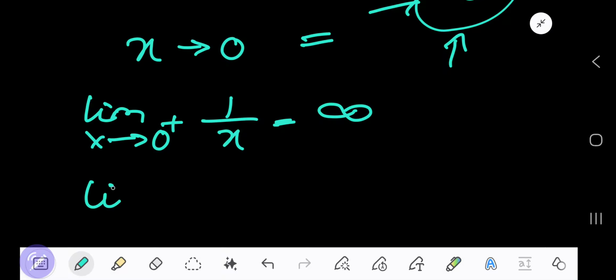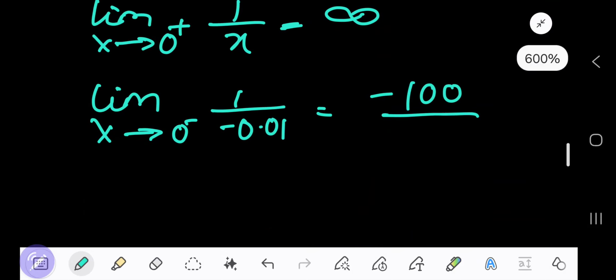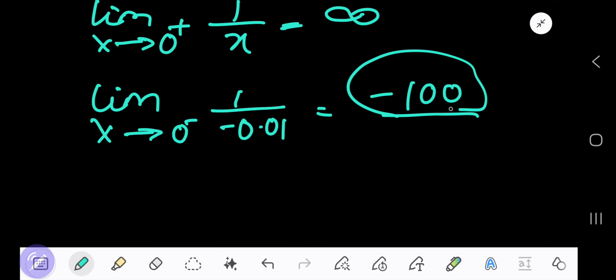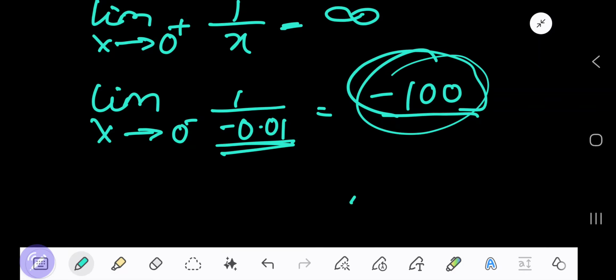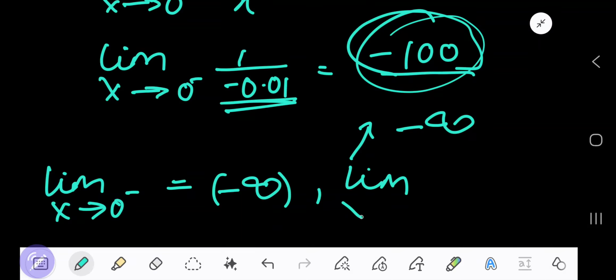What would happen if you plug in values from the left hand side, or basically negative values? Say negative 0.01. This equals negative 100. So what do you think would occur from the left side? It would be the same thing, right? Because you're plugging in values closer to 0, but from the negative side. So this value would approach negative infinity. So the limit as x approaches 0 from the left hand side equals negative infinity, and the limit as x approaches 0 from the right hand side equals positive infinity.